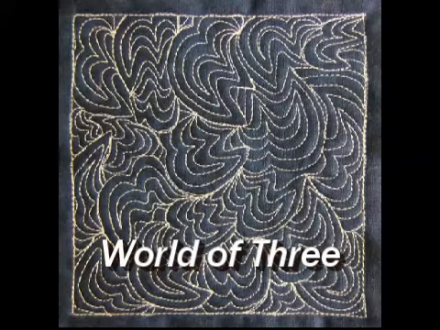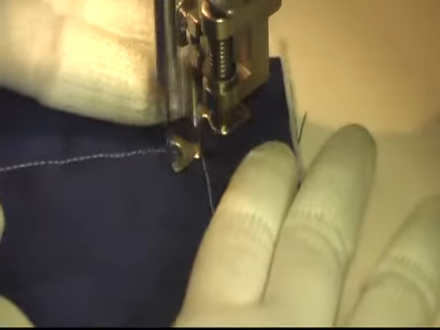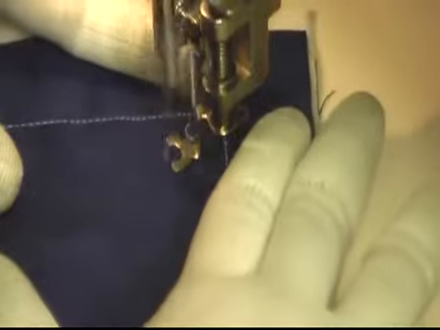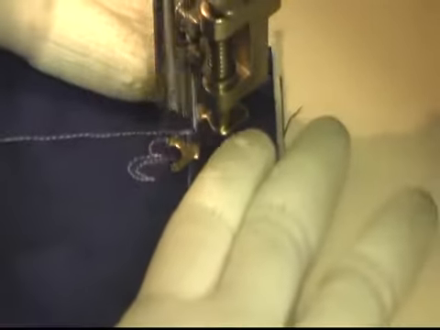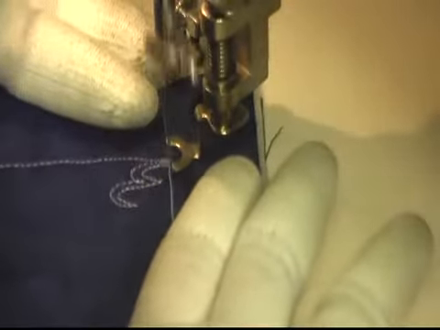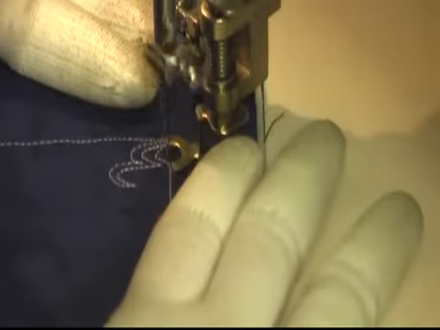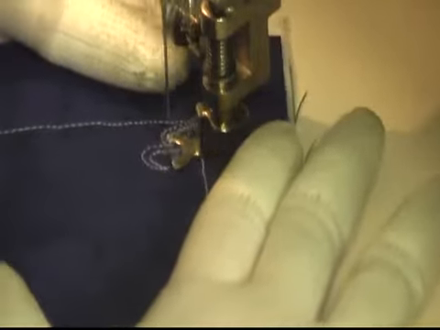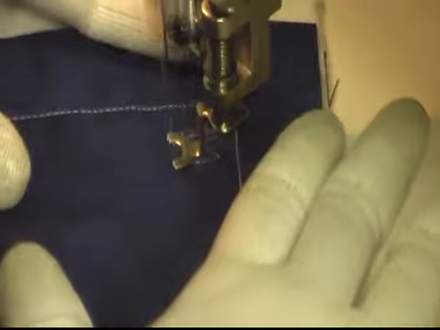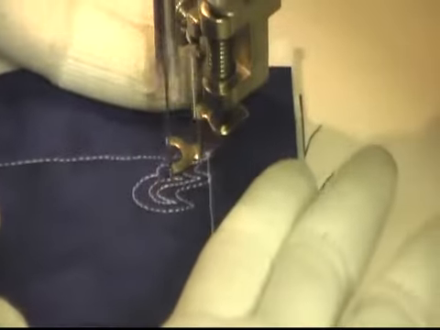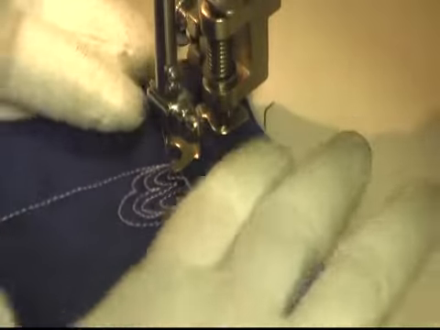This is the free motion quilting tutorial for World of 3. This is stitched very similarly to Texture of 2 in that you start with the number, in this case the number 3, and then you're going to echo it back to the beginning point and then simply pivot off that beginning point and echo it as many times as you want.